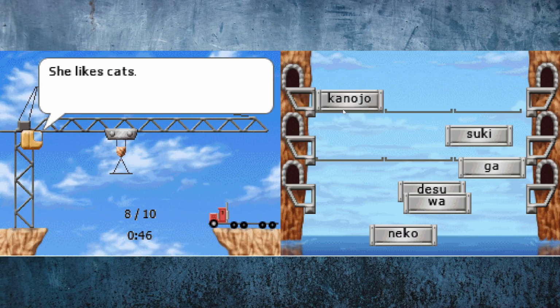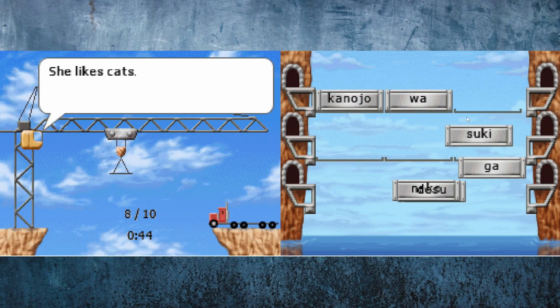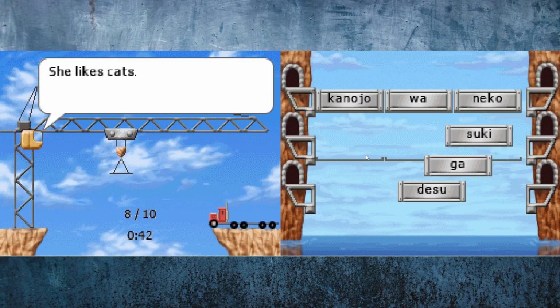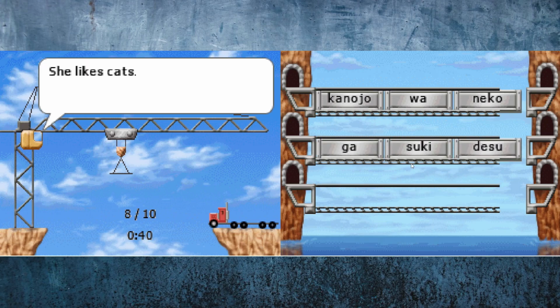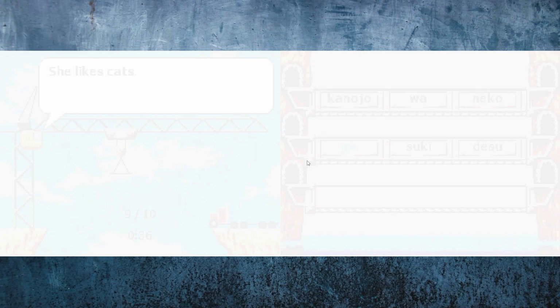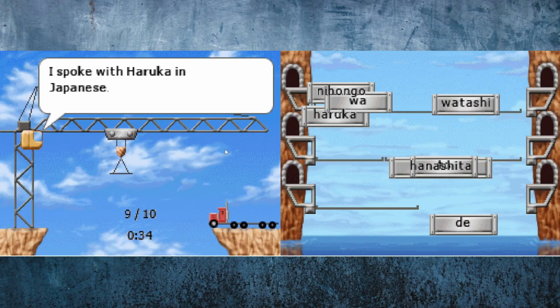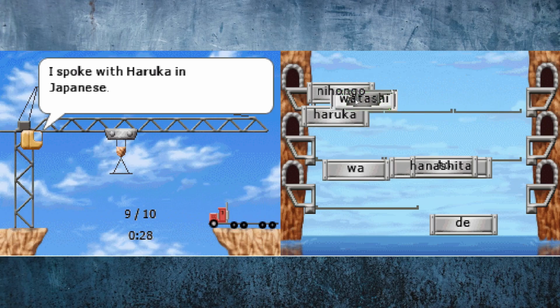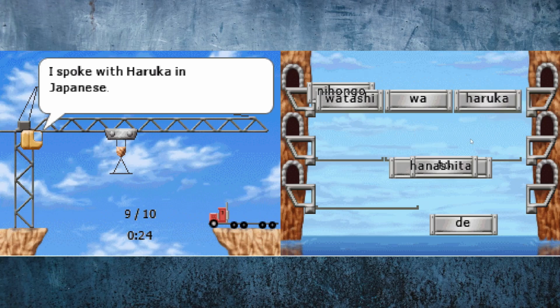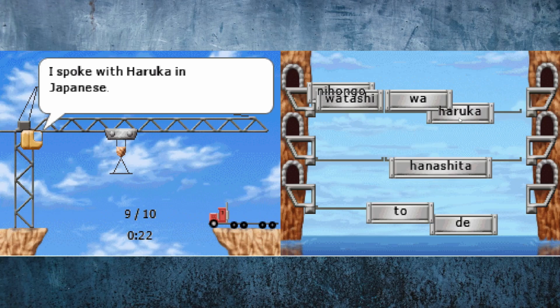She likes cats, so kanojo wa neko ga suki desu. 彼女は猫が好きです。 Watashi to Haruka-san wa. Oh shoot, okay, I'm just gonna spam. Watashi wa. Haruka to watashi to Haruka.